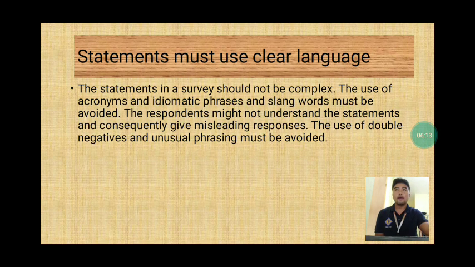Next is statement must use clear language. So the statements in a survey should not be complex. The use of acronyms and idiomatic phrases and slang words must be avoided. The respondents might misunderstand the statement and consequently give misleading responses. The use of double negatives and unusual phrasing must be avoided.